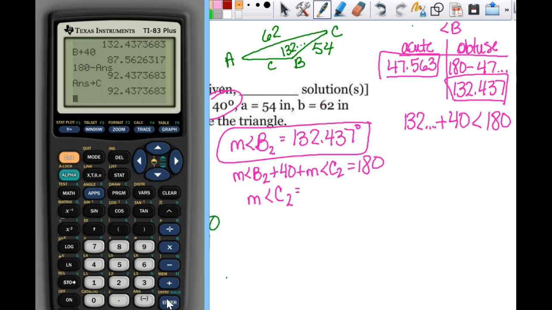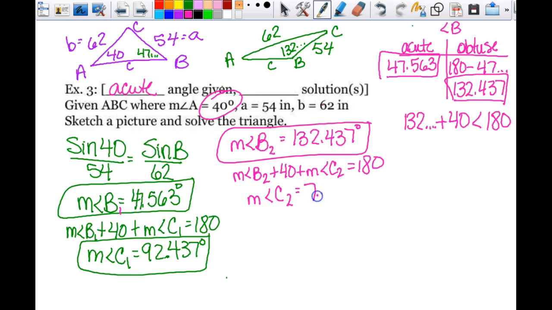Then I've got to go find the other one. So my B2, remember I put it in underneath the B, plus 40, and then 180 minus that. It's 7.562 or 63. And what should I do with that? Store it, right? I'm going to store it in alpha F because it's underneath the C, so it's like my C2. You can store them wherever you want as long as you know what you have. 7.563 degrees.